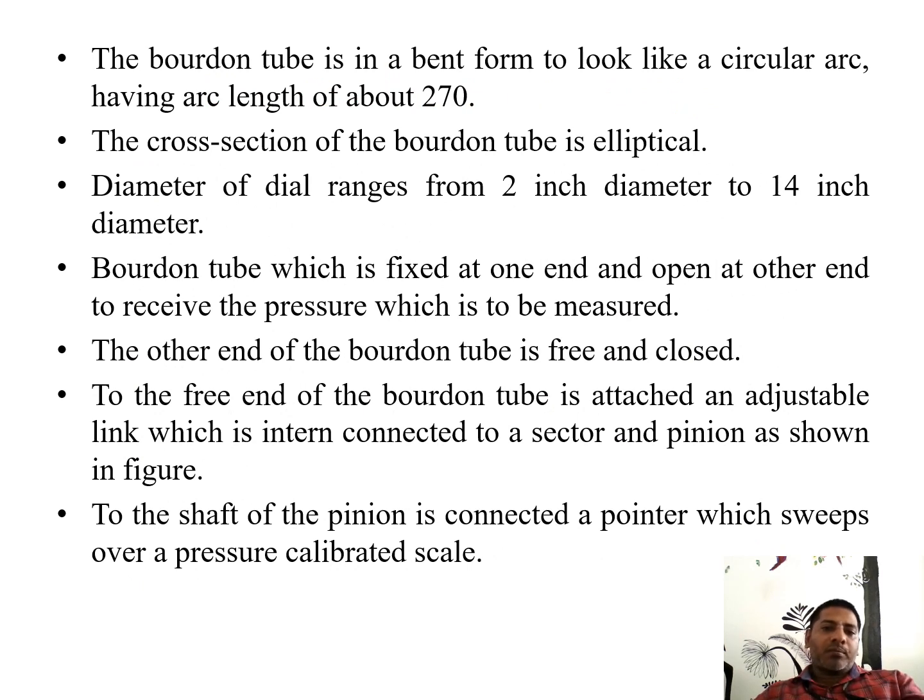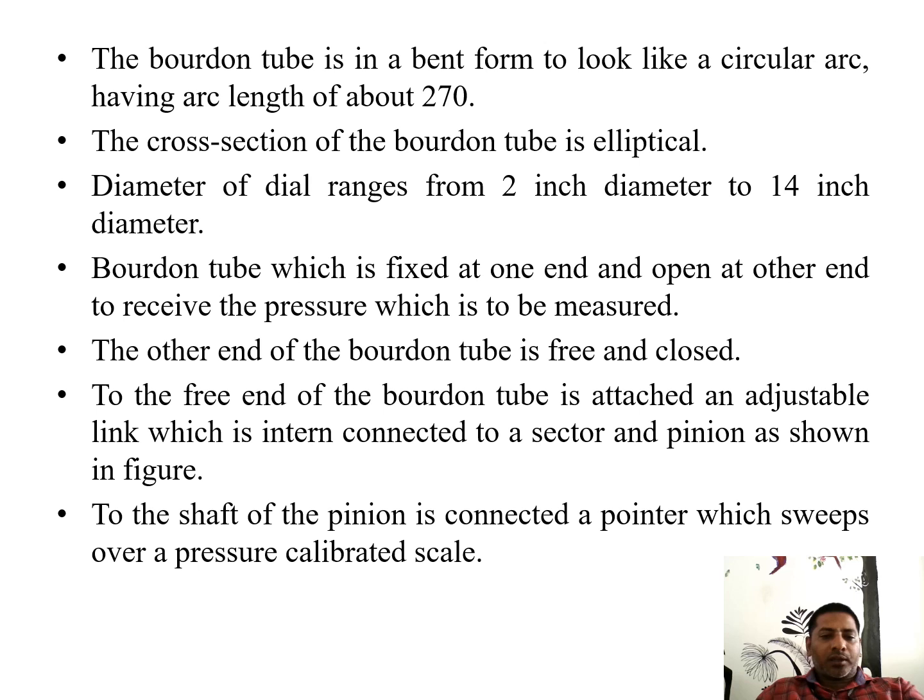The Bourdon tube is bent in the form of a circular arc having an arc length of about 270 degrees. The cross-section of the Bourdon tube is elliptical and the diameter of the dial ranges from 2 inches to 14 inches. The Bourdon tube is fixed at one end and open at the other end to receive the pressure which is to be measured, and it can be elongated. The other end of the Bourdon tube is free and closed.